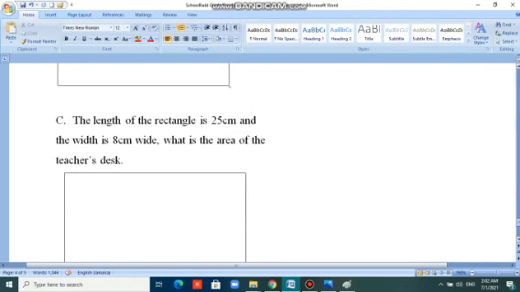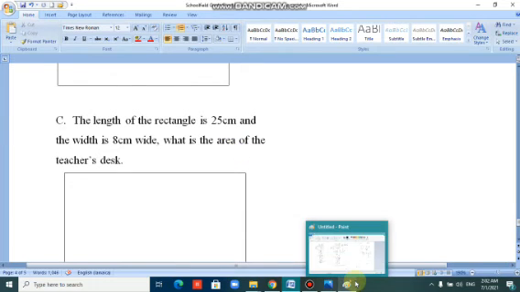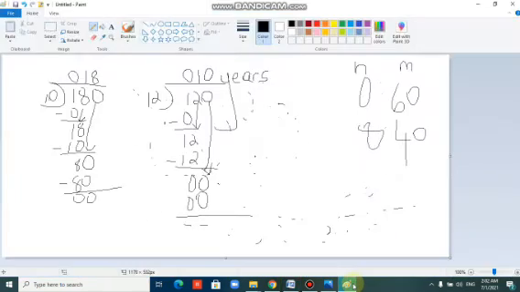So the length of the rectangle is 25 centimeters and the width is 8 centimeters wide. What is the area of the teacher's desk? So we're finding the area this time now. They gave us the length, which is 25 centimeters, and the width, which is 8 centimeters. So we're finding the area. That's what they asked us for.